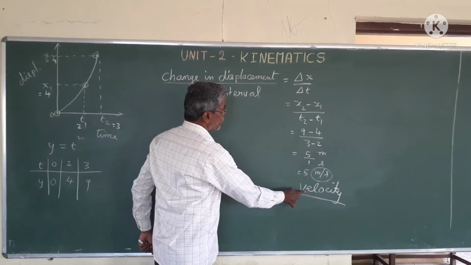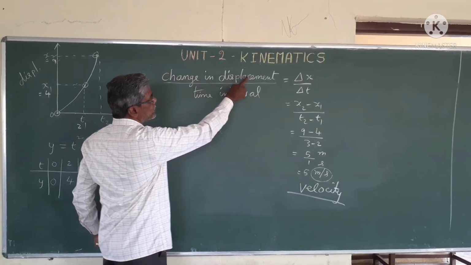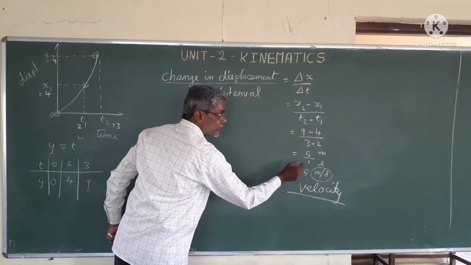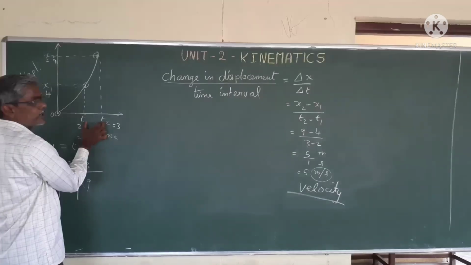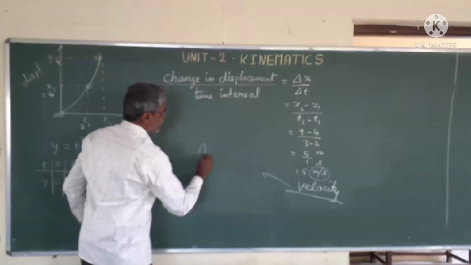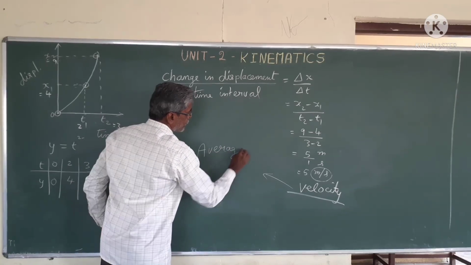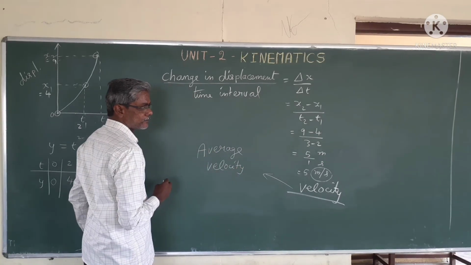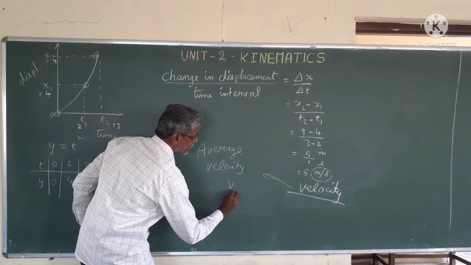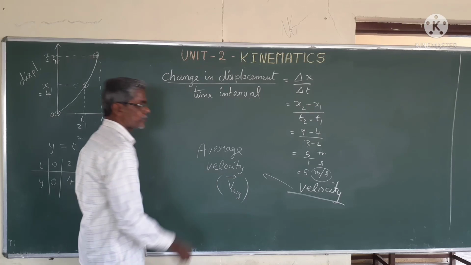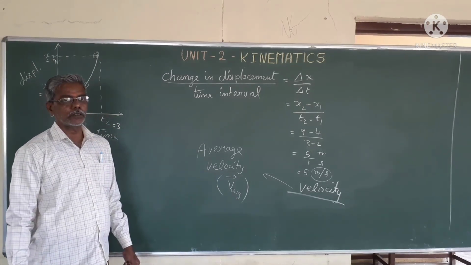So I can write velocity is nothing but change in displacement by time interval. This velocity occurs within this time interval, so I can call it average velocity. It has been represented by V average vector.